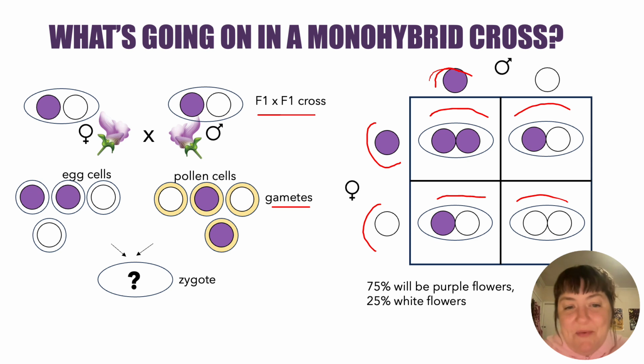So this is what he came up with to fit his data, which was he was seeing 75% purple flowers, 25% white flowers. So he reasoned that each parent must have these two possible versions, where one is dominant to the other. And that's how he came up with this theory.